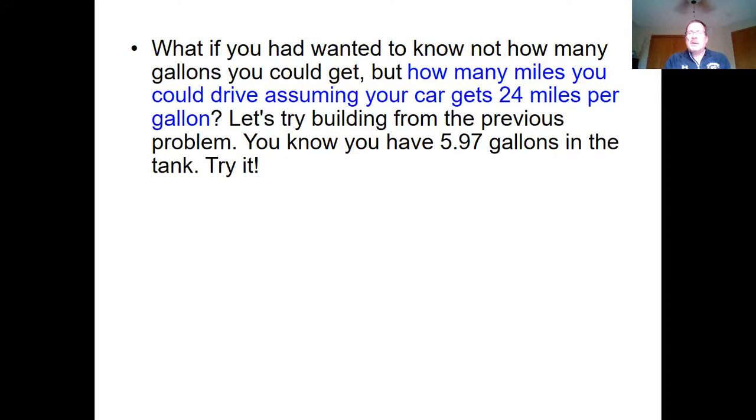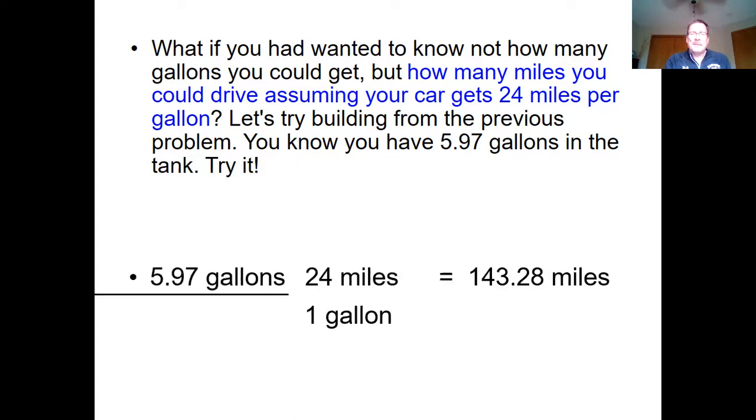What if you had wanted to know not how many gallons you could get, but how many miles you could drive, assuming your car gets 24 miles per gallon? Let's try building on the previous problem. So you can try it. There you go. 5.97 gallons times 24 miles per gallon. You can get about 143 miles.